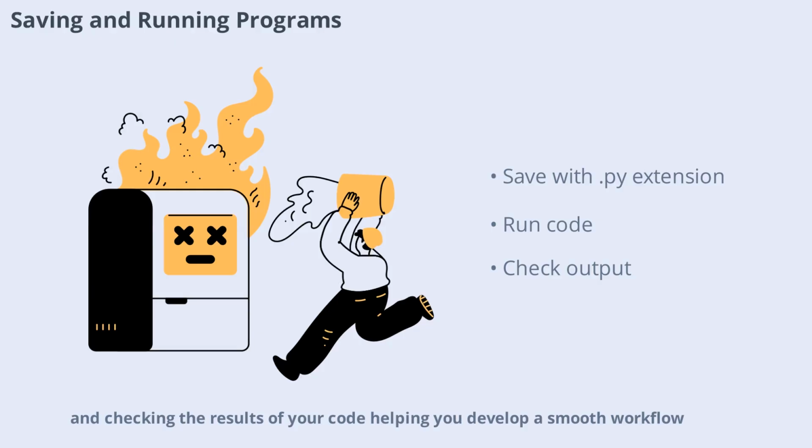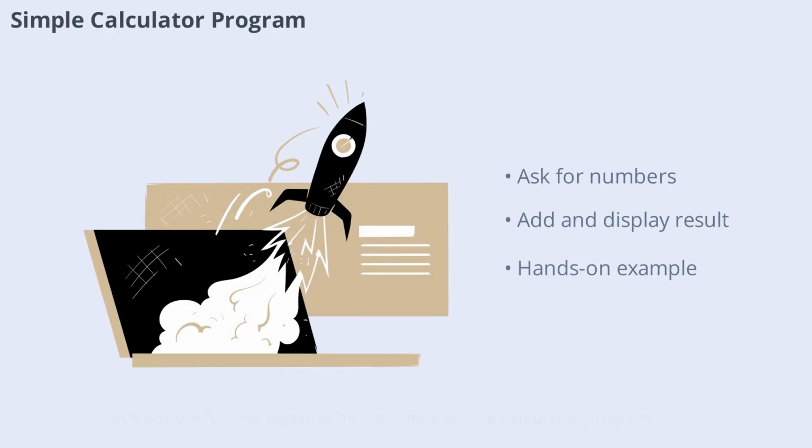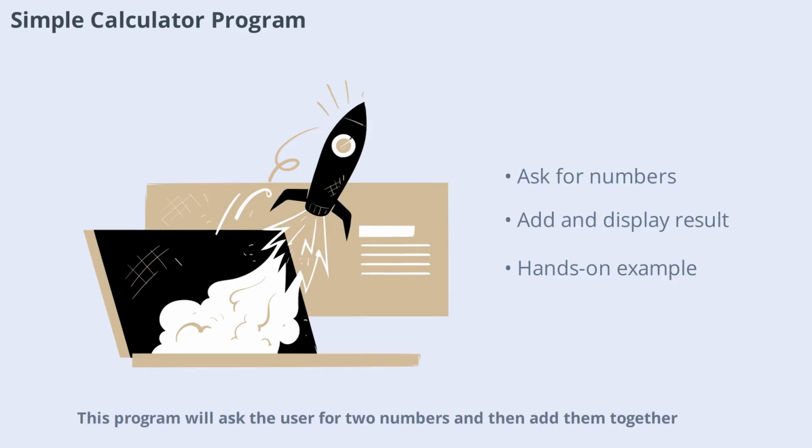Let's put everything together by creating a simple calculator program. This program will ask the user for two numbers and then add them together. You'll use input, variables, and print statements to make it work. This hands-on example shows how basic programming concepts come together to solve real problems. Follow along as we build this calculator step by step.